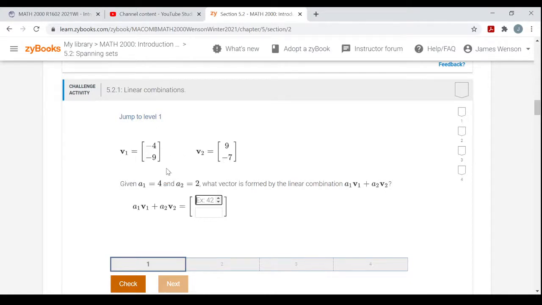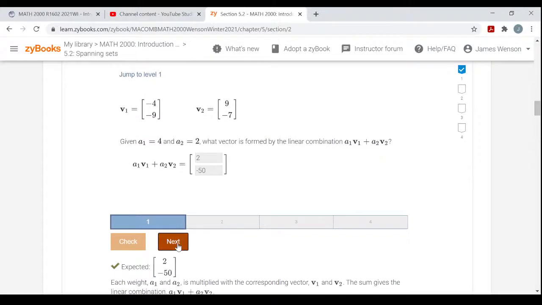The first component would be negative 16 plus 18. That'd be positive 2 for this new vector, this linear combination. The second component would be negative 36 plus negative 14. That'd be negative 50 for the second component of the linear combination. I check and it looks great, and I move on to the next level, and there are 4 of these.